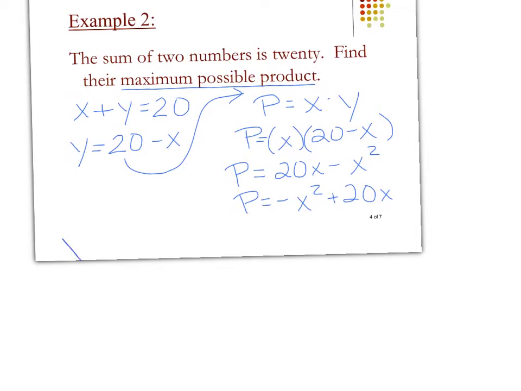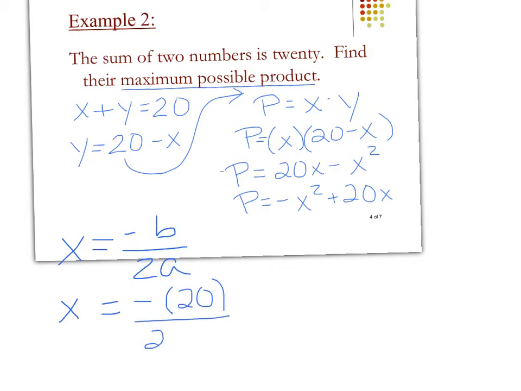Now we're going to use x equals negative b over 2a to find our max or min point, and we're finding the max possible product. So the value that x will be to give us our max possible product will be negative b, which is 20, over 2 times negative 1, because our a is negative 1. So negative over negative will just be a positive, and you'll get x to be 10.